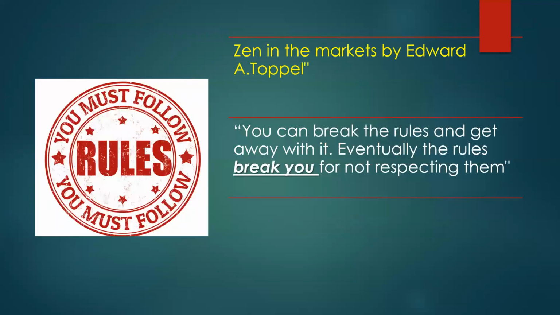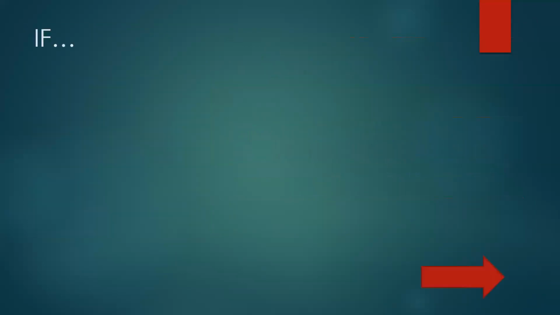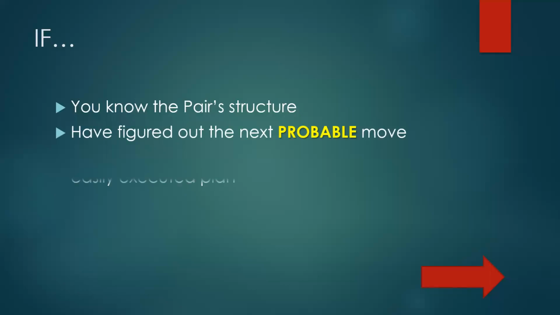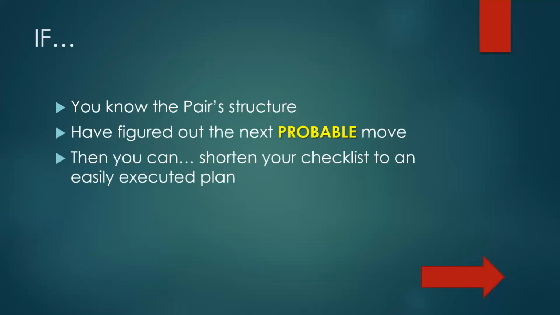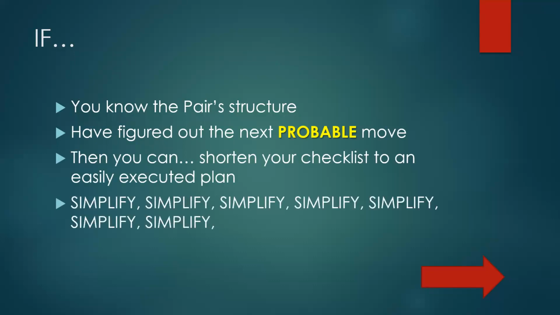You can break the rules and get away with it, but eventually the rules will break you for not respecting them. If you know the pair structure, you figured out the next probable move, then you can shorten your checklist to an easily executed plan. Simplify, simplify, simplify. What do traders do? Complicate, complicate, complicate.